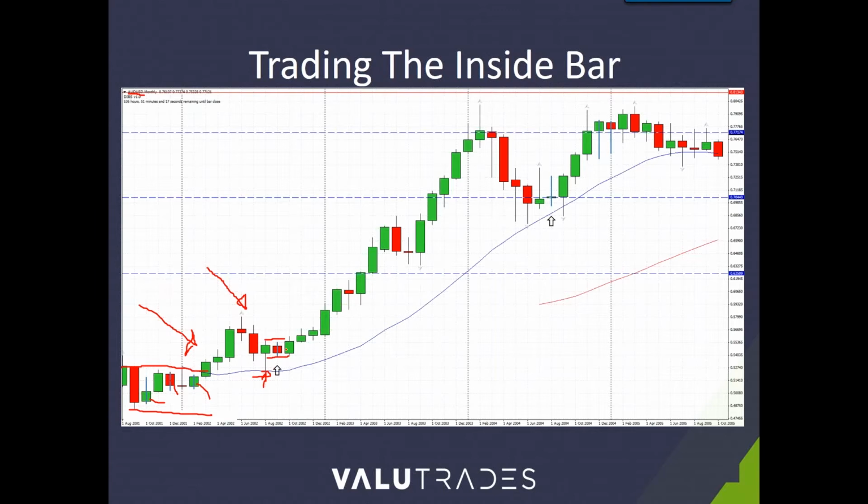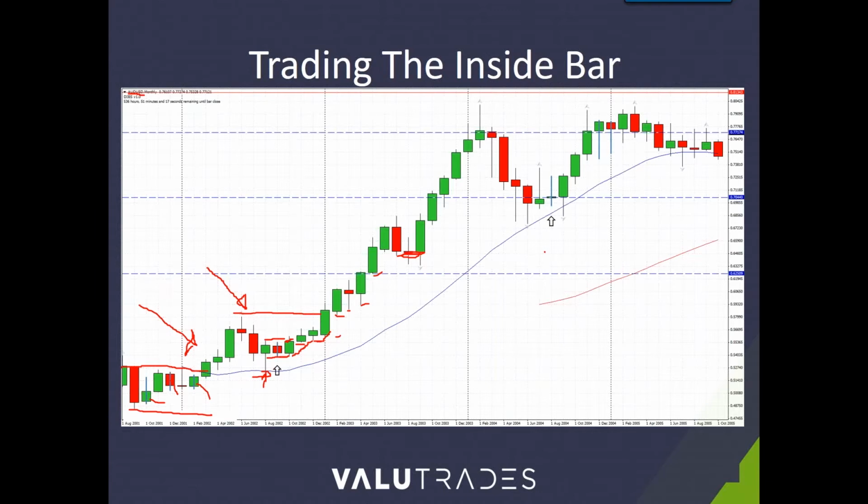Okay, so that was pound against dollar on the monthly. This is Aussie dollar, on the monthly as well. Hopefully you can see that price starts off a little bit sideways. There are actually a few inside bars here, but as I said, I personally don't really like to trade them within a range. Some people may differ on that, and that's perfectly fine.